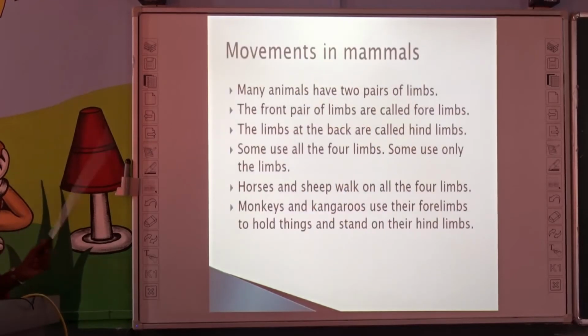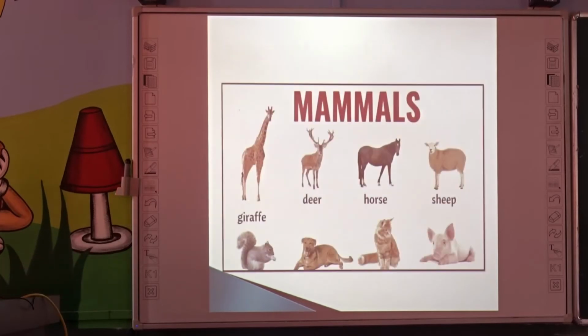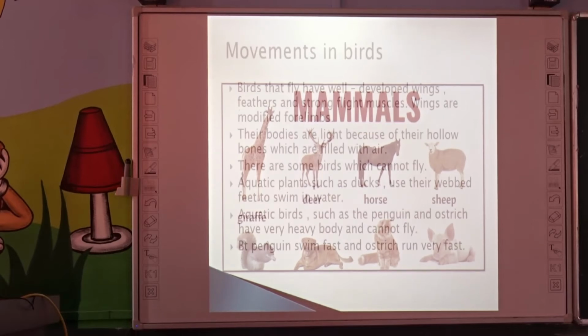Movements in mammals. Many animals have two pairs of limbs, arms and legs. The front pair of limbs are called forelimbs. The limbs at the back are called hind limbs. Some use all four limbs, some use only the hind limbs. Horses and sheep walk on all four limbs. Monkeys and kangaroos use their forelimbs to hold things and stand on their hind limbs. So these are all examples of mammals: giraffe, deer, horse, sheep, pig, cat, dog, and squirrel.